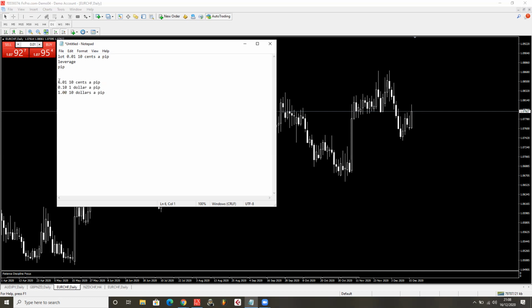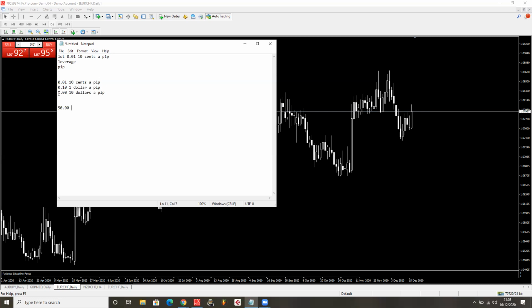Your minimum lot size will start from 0.01 up until as big as you want it to be. But because we are retail traders, we don't have that ability to get super big. Some brokers might only take you up to 50 lots. At 50 lots, how much is that per pip?